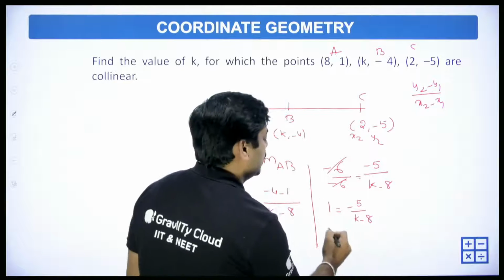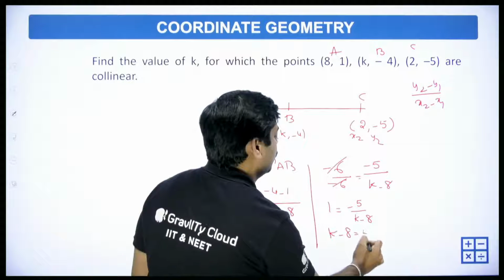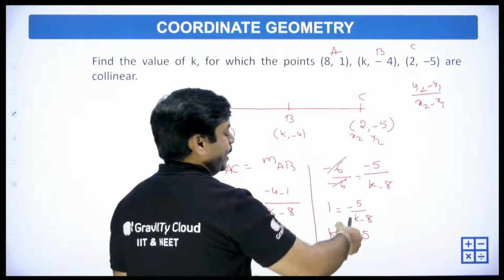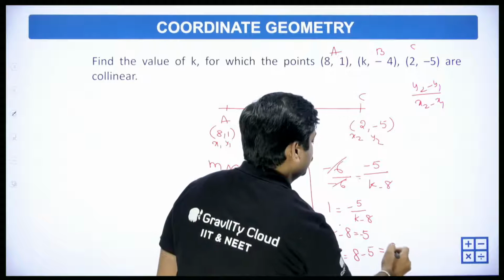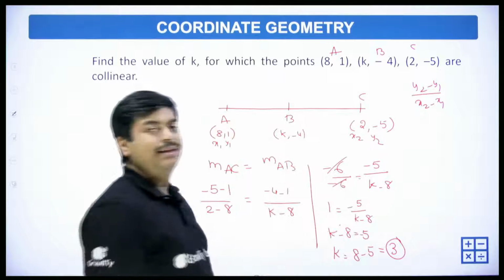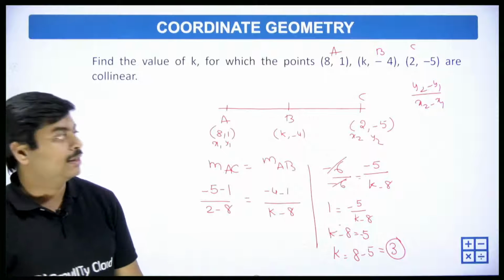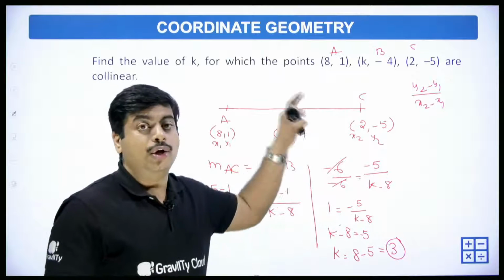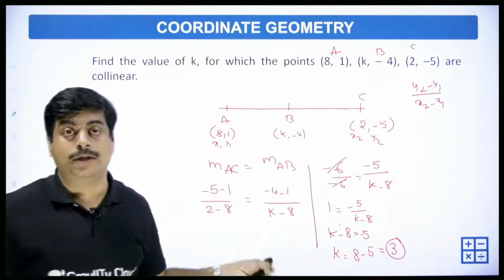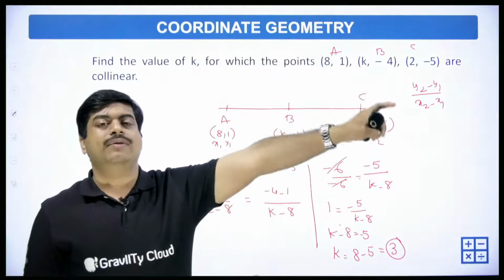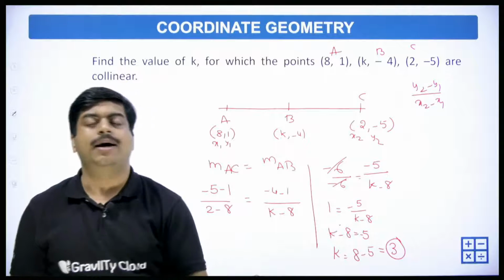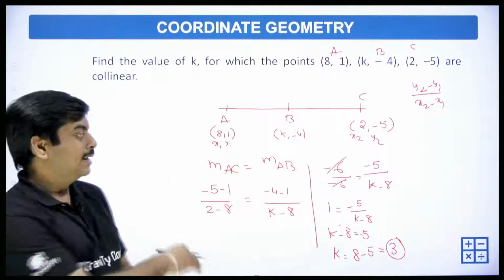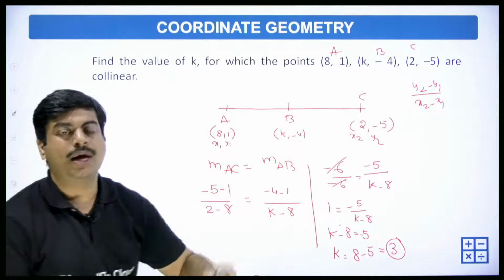Cross multiply. k minus 8 is equal to minus 5, and bring this minus 8 to the other side. k is equal to plus 8 and minus 5. So 8 minus 5 is 3. Right? So this is how you can find the collinearity condition using the slopes, or else you can go with the area of the triangle, making that 0, and ultimately you should get the same answer back. If there is any calculation mistake, please try to rectify that.